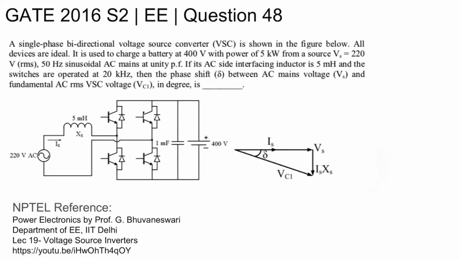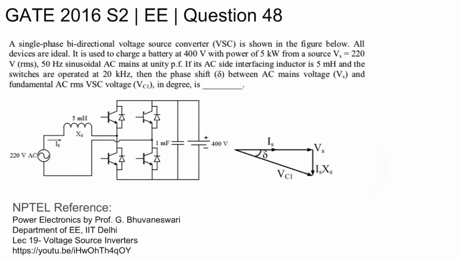This is GATE 2016 set 2 electrical question number 48. A single phase bidirectional voltage source converter is shown in the figure below. All devices are ideal. It is used to charge a battery of 400 volts with power of 5 kilowatts from a source Vs equal to 220 volt RMS, 50 Hz sinusoidal AC mains at unity power factor.